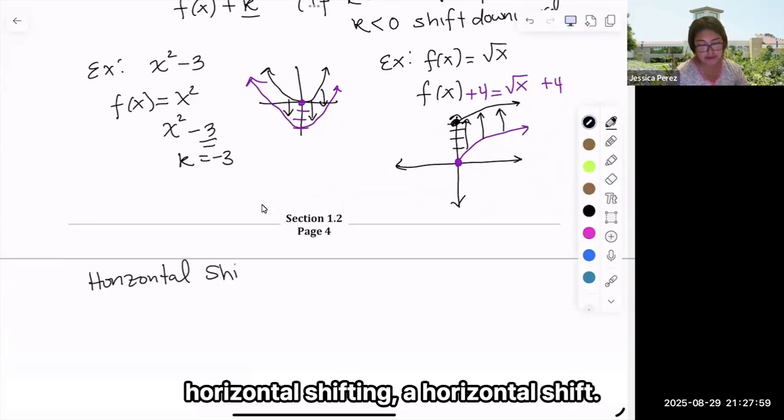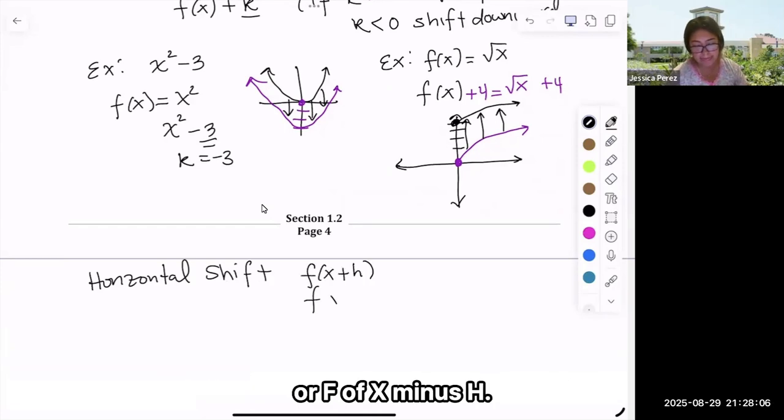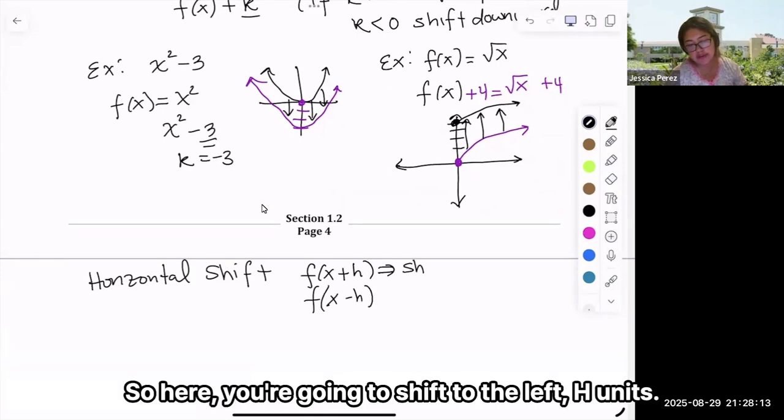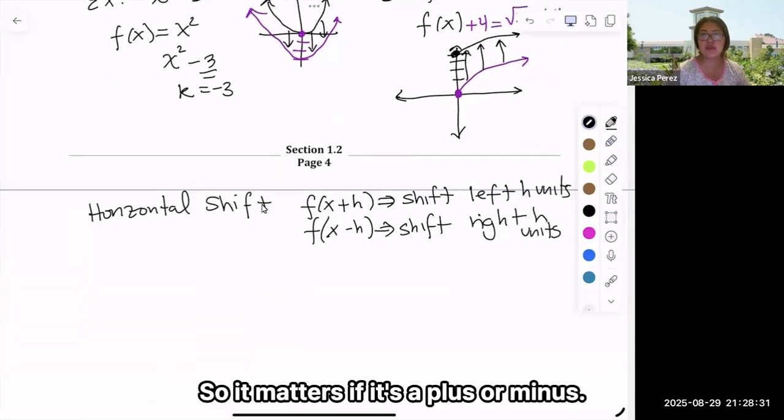We also have something called horizontal shifting. A horizontal shift means that when you have f of x plus h or f of x minus h, here you're going to shift to the left h units, and here you're going to shift to the right h units. So it matters if it's a plus or minus.